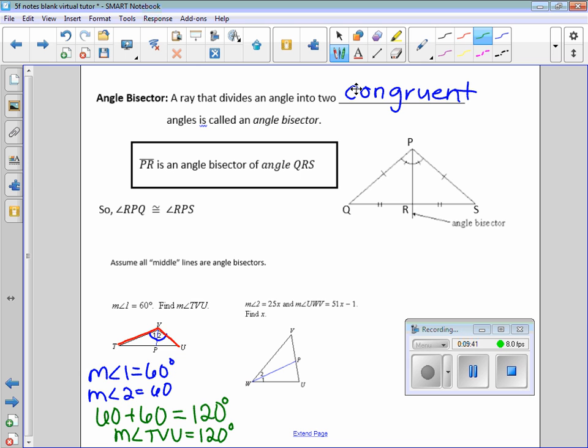In the next question, they tell me the measure of angle 2 is 25x, and the measure of angle UWV is 51x minus 1. They want me to find x. Well, they told me to assume all middle lines are angle bisectors. So WP is an angle bisector, which means that angle 1 and angle 2 are congruent to each other. So since the measure of angle 2 is 25x, the measure of angle 1 is also 25x.